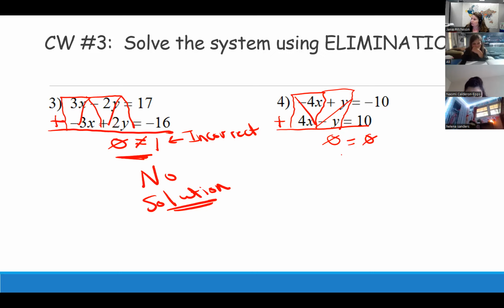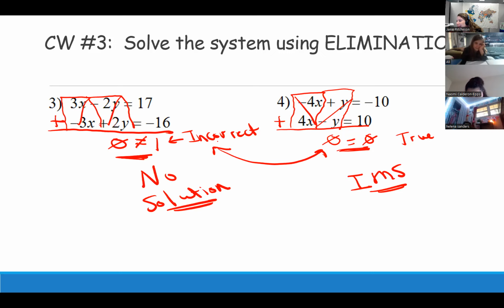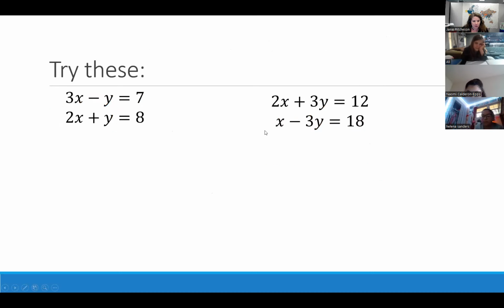Is that true? That is true. So if you end up eliminating all of your variables and you end up with a true statement, that means that you have an infinite number of solutions, infinitely many solutions. Do you guys see the difference in these two answers? You might want to make a note which one is no solution and which one is an infinite number of solutions. Do you have any questions? We're good? Okay. All right, moving on.